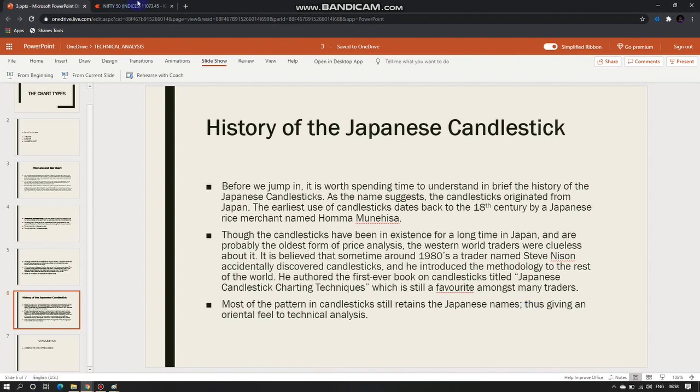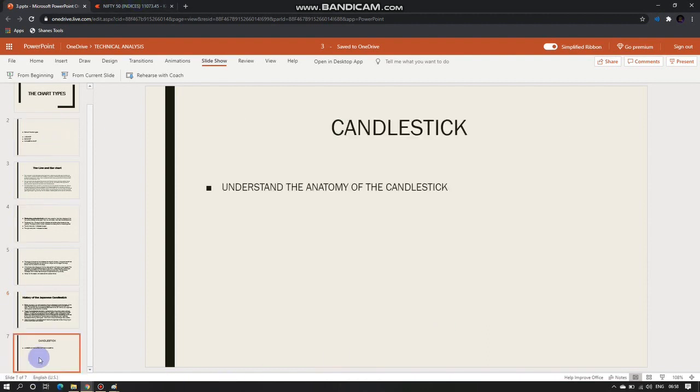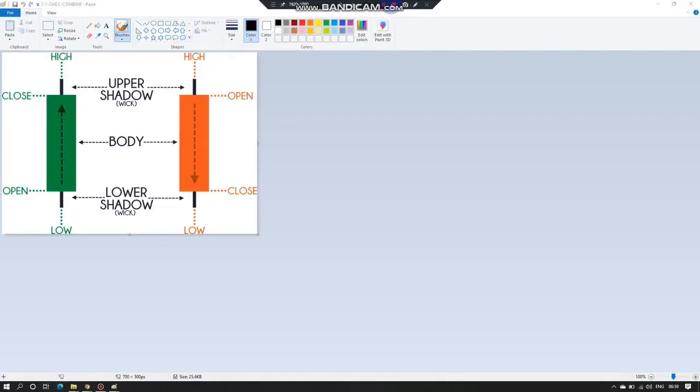Now let's understand the anatomy of a candlestick. So let me take you to the charts. This is a typical candlestick that we see on the screen. The green candle signifies a bullish candle and the red or orange candle signifies a bearish candle. See, this is the open price, this is the candlestick. This is the open price.